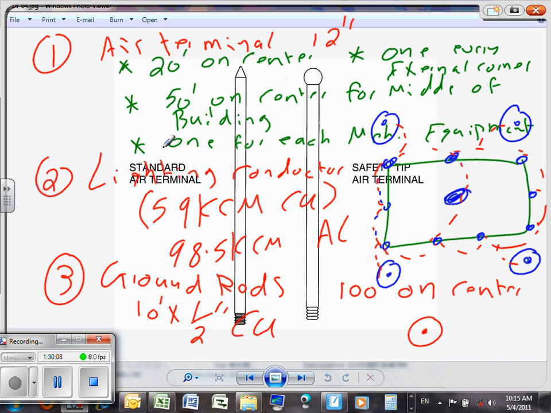So lightning shouldn't take you that much. Any questions about lightning? So that's what this chapter is talking about. Read it. The most important things are basically 3 things: the air terminals, the ground rods, and the lightning conductor size that we use.